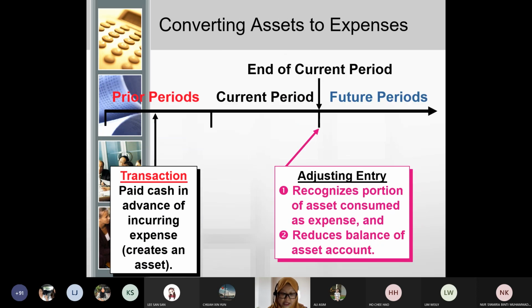Okay, here adjusting entries are used to convert an asset to an expense. So the transaction takes place in a prior period, the one that involved the advance payment. It means that the adjusting entry is made at the end of the current period to recognize the conversion of the prepaid asset into expenses.